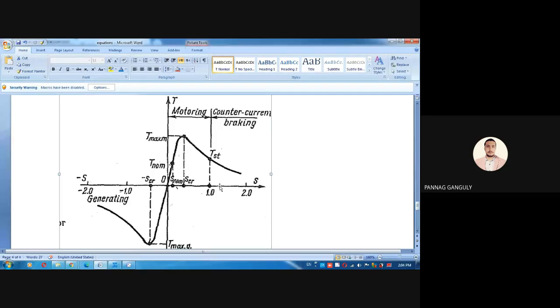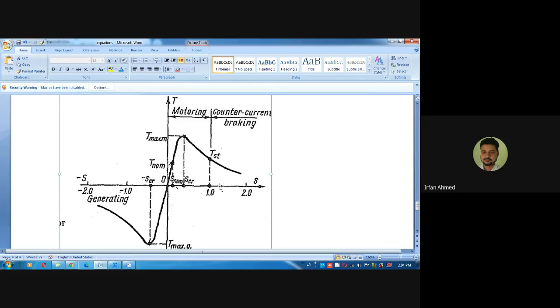Sir, by reversal of connection, sir. So by reversing the supply. During braking. Interchanging the supply terminal.